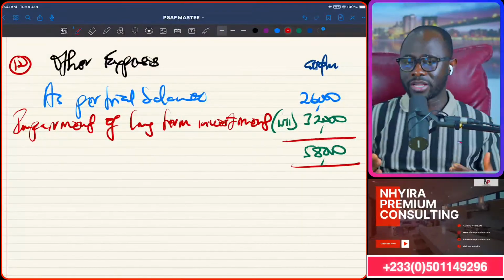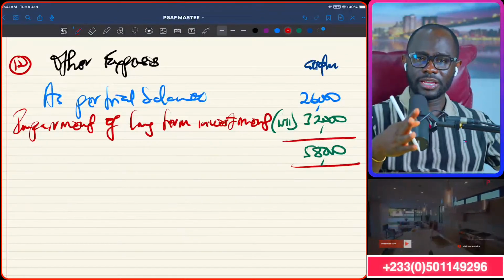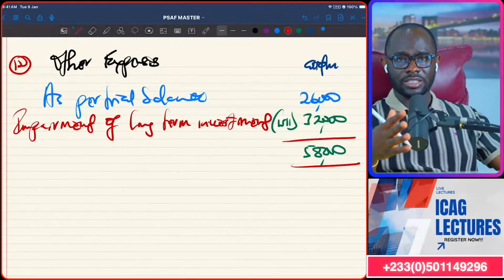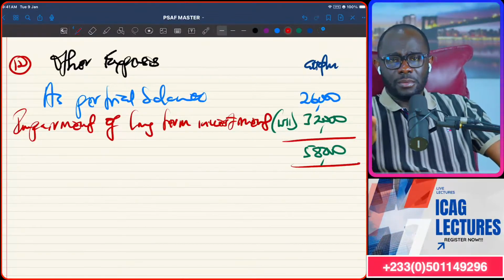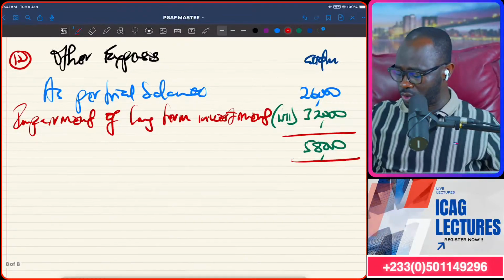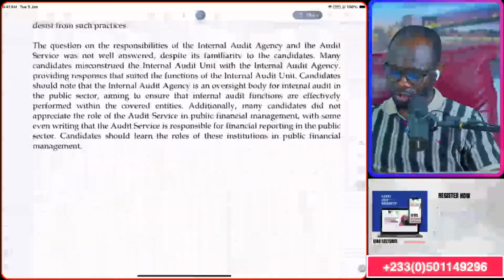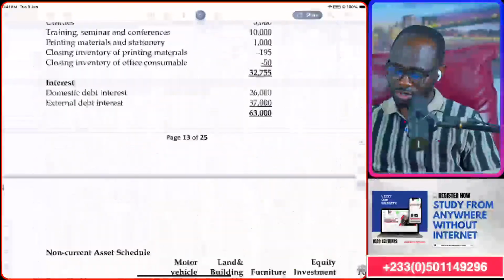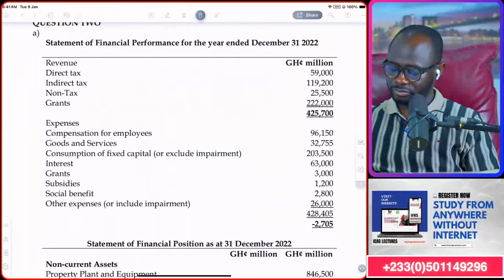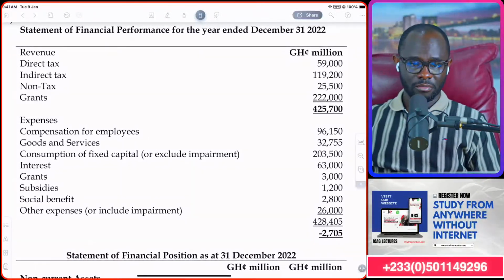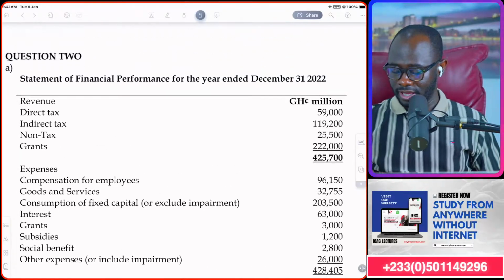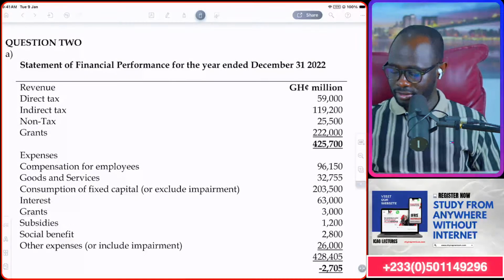Now, once you are able to apply the IPSAS and the classification rules, the preparation of the main financial statement will no longer be an issue that you have to fight for. So I am not going to prepare that, but I am going to walk you through the financial statement preparation answer here, as you can see.